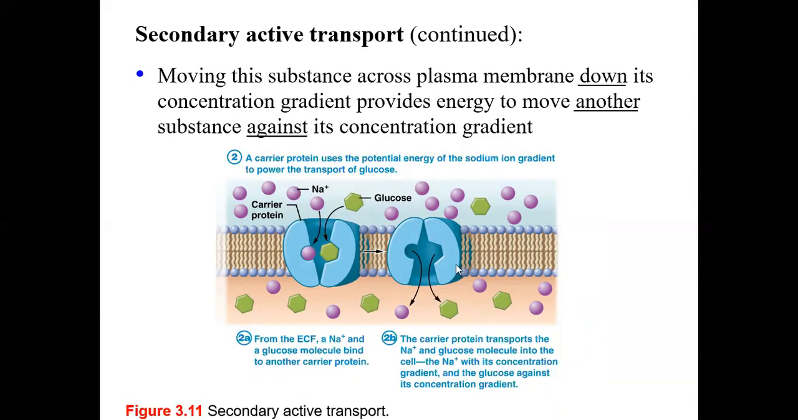So this step doesn't use energy. That's the indirect portion of it. That's the secondary portion of it. It does require energy to set up the concentration gradient, but once you have the concentration gradient set up, it doesn't require energy now to move the glucose because this is a symport. It moves two molecules, same direction.